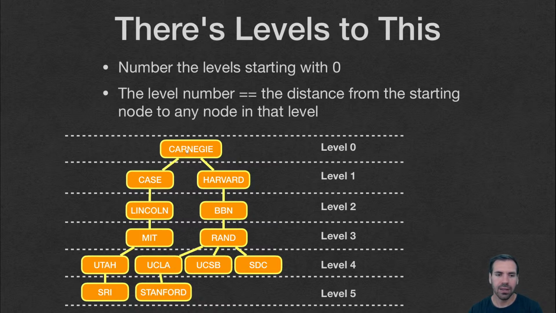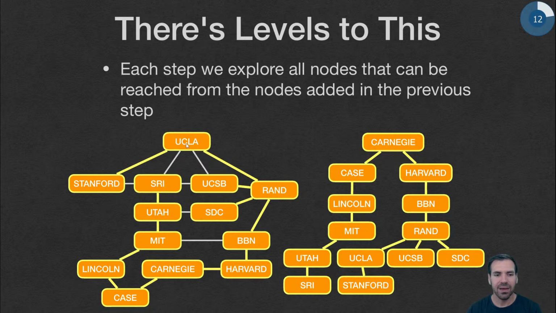So in Carnegie to SRI, for example, distance 5, we can stare at this graph all day. Carnegie to SRI, we're never going to find a path of less than 5 between those two. It's never going to happen. I can guarantee that because that's what breadth first search tells us. Breadth first search will guarantee there is no path less than 5.